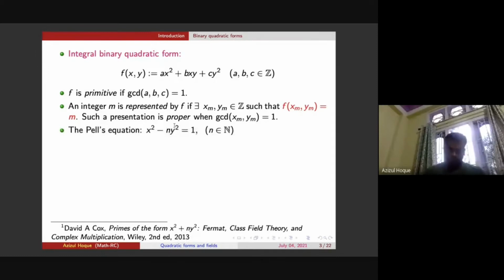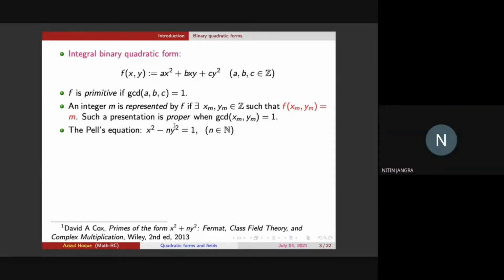Okay, so one of the earliest... Sir, can I ask a little question? Sir, what is an integral binary quadratic form? What is its definition, sir? Can you please tell me?